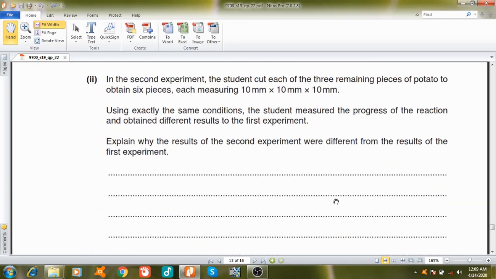Second part of this question: in the second experiment, the student cut each of the 3 remaining pieces of potato to obtain 6 pieces, each measuring 10 mm by 10 mm by 10 mm. Using exactly the same conditions, the student measured the progress of the reaction and obtained different results to the first experiment. Explain why the results of the second experiment were different from the results of the first experiment.